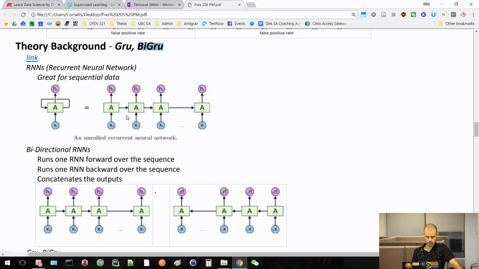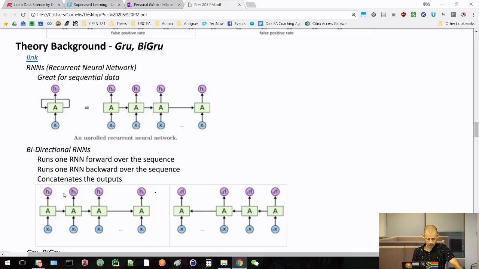So that's a basic RNN. Now, should we use our RNN going forward through the sentence, or going back, starting at the last word and going back through the sentence? Well, often it's best to do both. So we have one that goes forward and one that starts at the end of the sentence and goes back through the sentence.